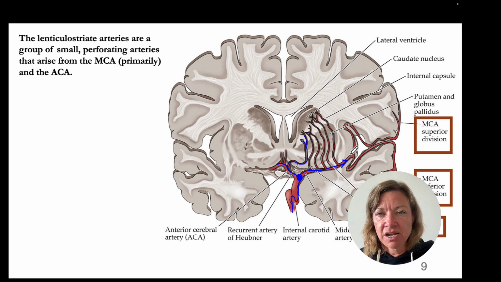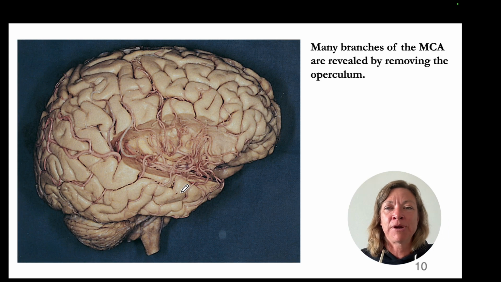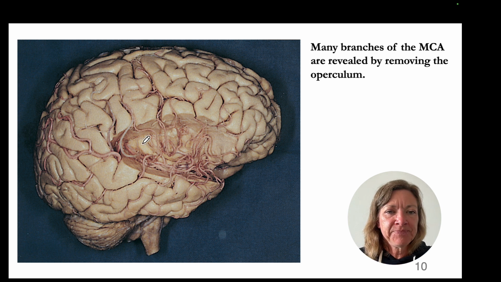As we continue along, we can see two things about the MCA. First, we see these branches that are filling the operculum, and we'll show you those in a second. And next, distal to that point, we see it split and spread into two divisions above and below the lateral sulcus, called the superior division and the inferior division of branches of the MCA. Now, in this dissected brain, we can see all the little branches of the MCA that are revealed when we remove the operculum, those bits of cortex that cover the lateral sulcus. So when we remove those opercula, we see this little network, a whole bunch of tiny branches of the MCA buried in the lateral sulcus.